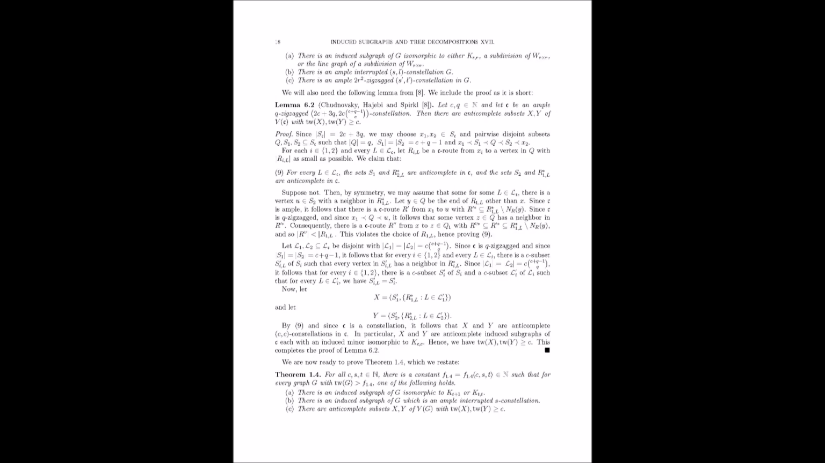Exactly. And with that final piece in place, we've exhausted all the possibilities. Right. Our graph G has a large enough tree width. It must either contain a complete graph, a complete bipartite graph, an ample interrupted constellation with the right properties, or it must have those two anticomplete sets with large tree width. That's it. That's the proof of Theorem 1.4. That's the proof. It's been a long and winding road, but we made it.